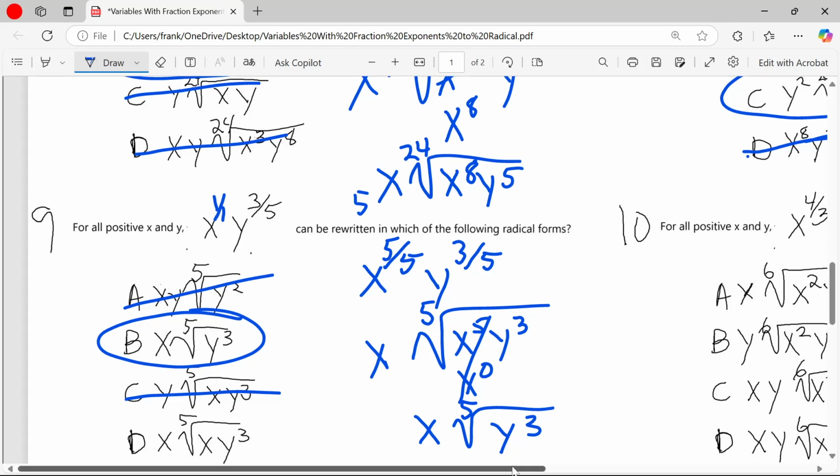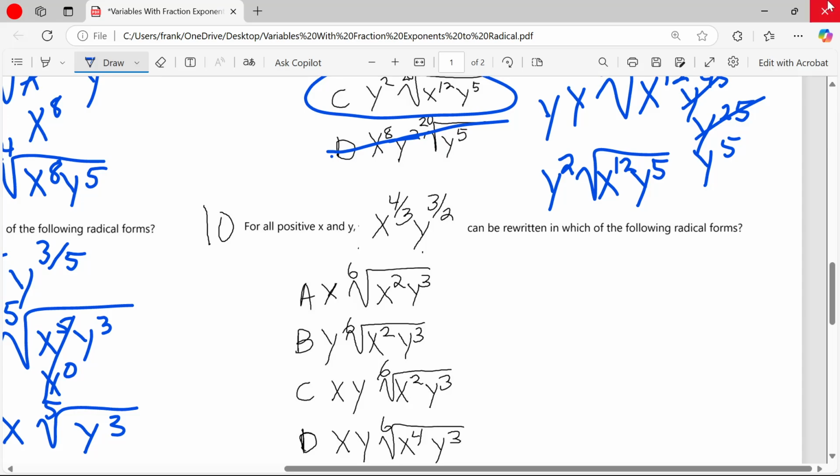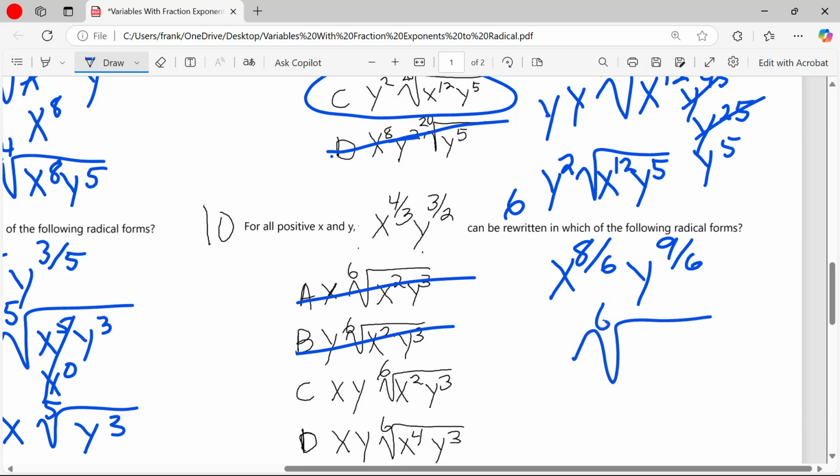And then number 10, x to the 4/3, y to the 3/2 must have x and y outside of the radical. A does not, B does not, C and D do. 50-50 shot. 3 and 2, the common denominator is 6. 3 goes into 6 twice. 2 times 4 is 8. X to the 8/6. Y, 2 goes into 6 3 times. 3 times 3 is 9. 9/6. The root is 6.